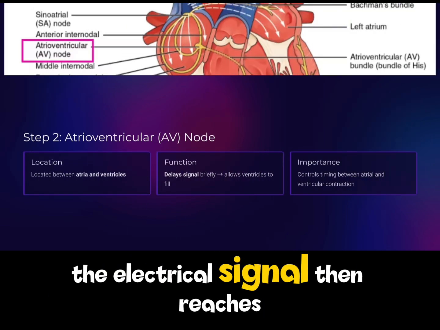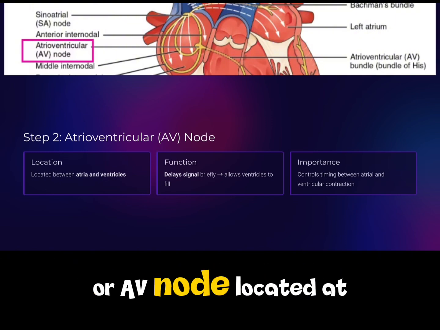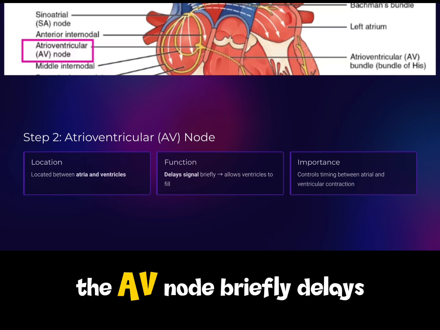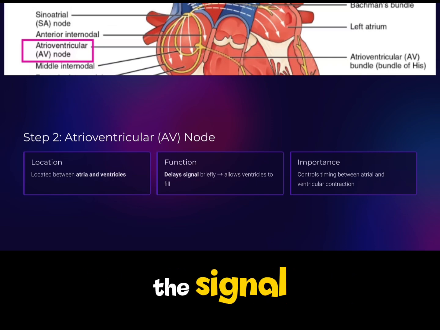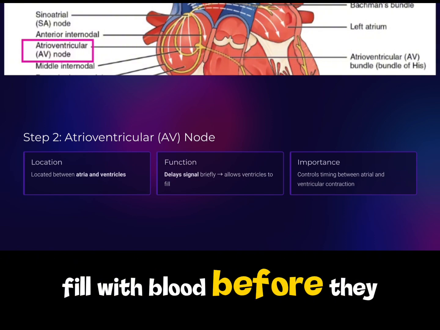The electrical signal then reaches the atrioventricular node, or AV node, located at the junction between the atria and ventricles. The AV node briefly delays the signal, allowing the ventricles time to fill with blood before they contract.